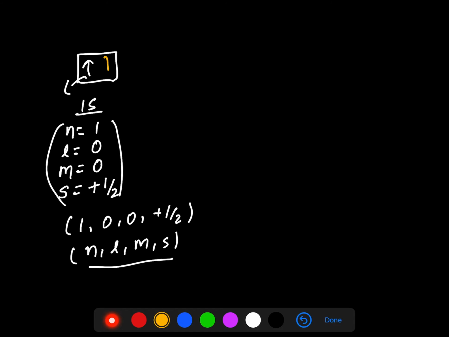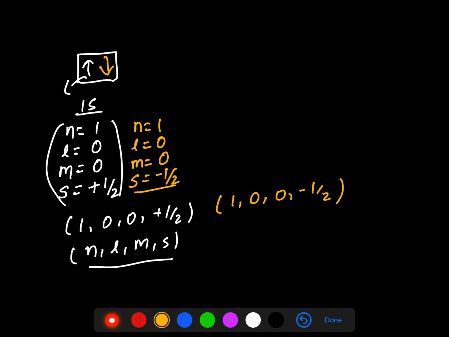If you had to write the set of quantum numbers for the second electron, will you write n equals 1? And since the second electron is in the s subshell only, or orbital only, l equals 0. The value of m is 0 for the s subshell, we know that. But s is minus half. So for the second electron, is this the set 1, 0, 0, minus half? Right?